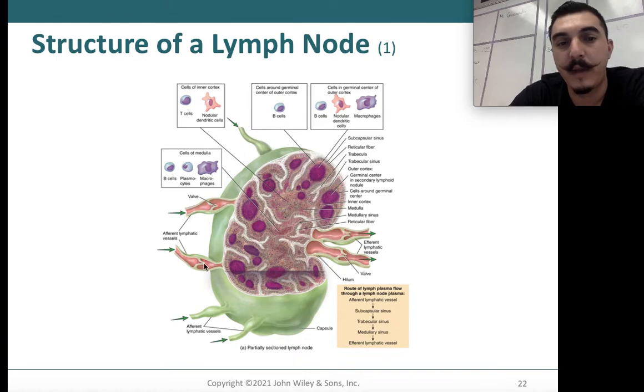So we talk about these afferents. It's where it's coming into. See these valves, so nothing comes back out. So afferent lymphatic vessels, it's coming in. That plasma is coming in through those afferents to the subscapular sinus. You can see up here, that first little layer, to the trabecular sinus, to the medullary sinus, more in the middle, and then back to the efferent lymphatic vessel, which is coming back out. Again, a valve in there so it doesn't come back in.